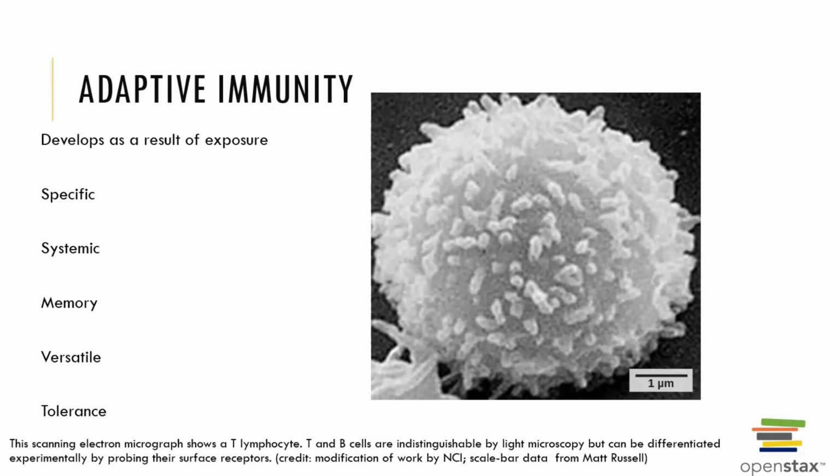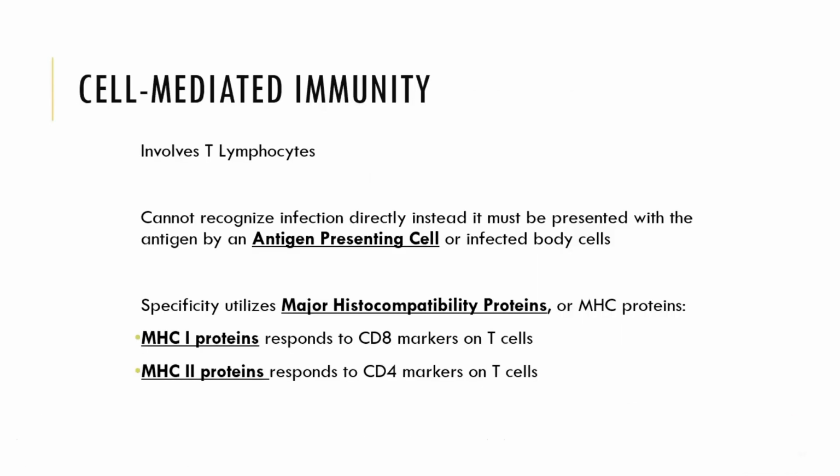So the two main adaptive defenses that we're going to start looking at in this course are cell-mediated immunity and antibody-mediated immunity. First, the cell-mediated. What are the properties? Well, these involve the action of T cells, which are produced in the red bone marrow but then mature in the thymus gland. These T lymphocytes cannot recognize antigen directly.